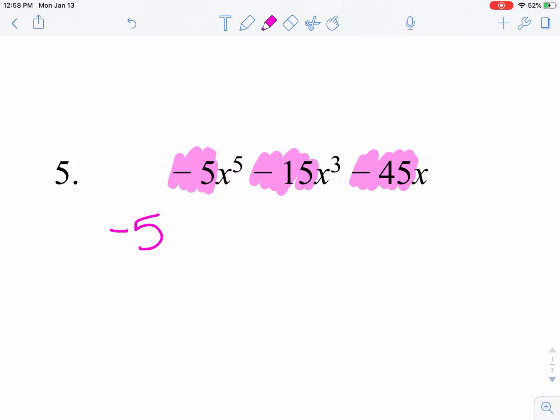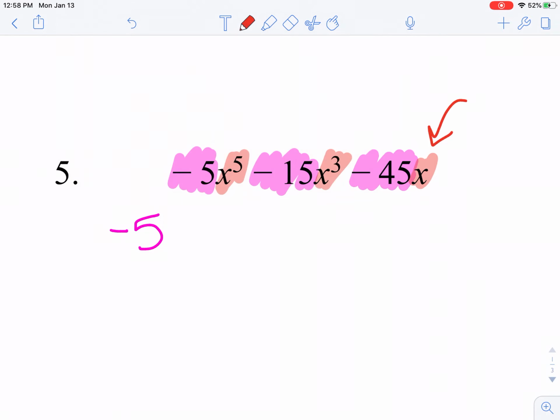Then I want to look at my variables. So I have an x to the 5th, an x to the 3rd, and an x. So the highest power of x that is in all three of those terms is only 1x because this last term only has 1.